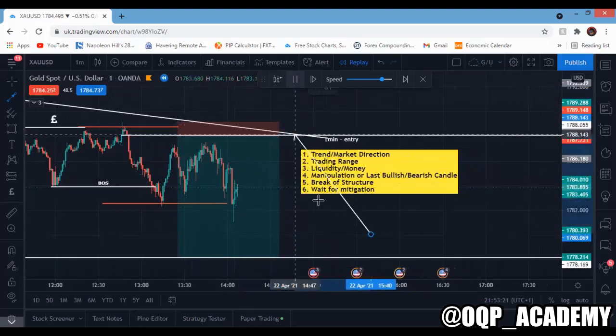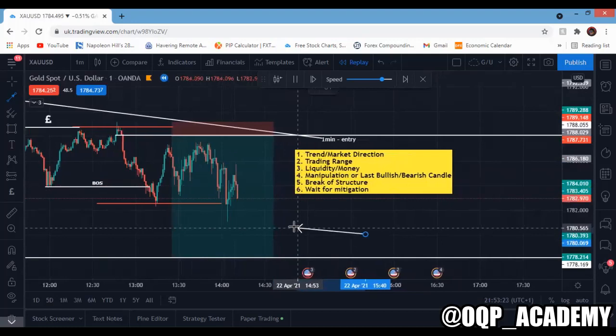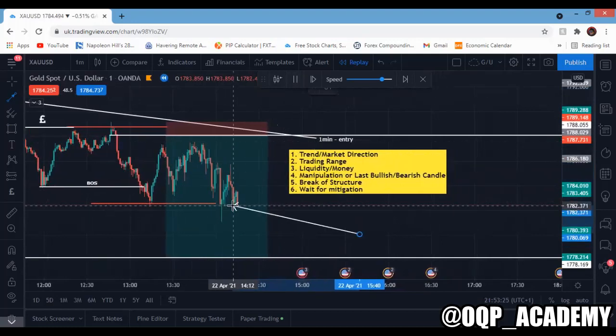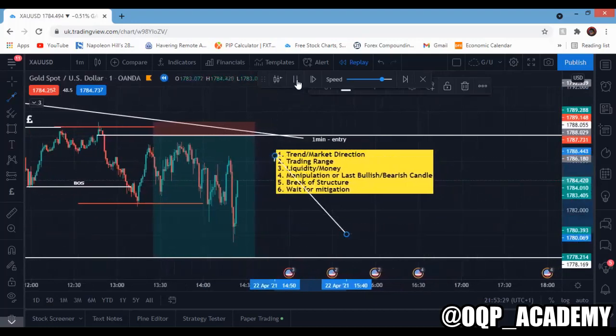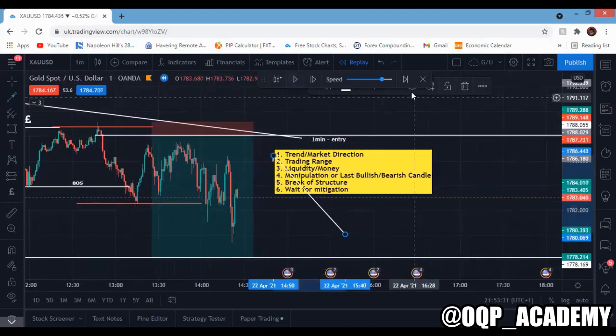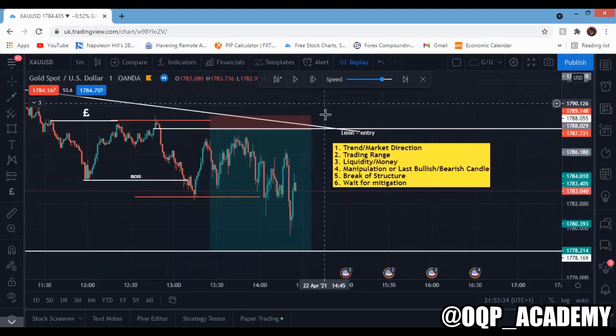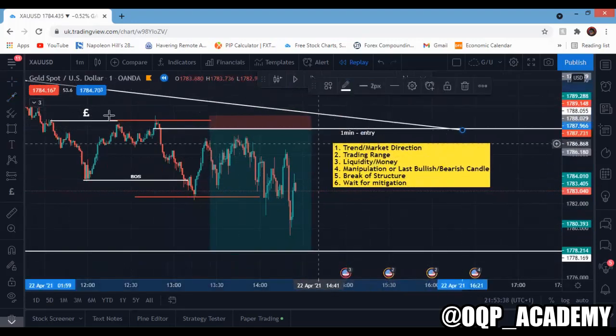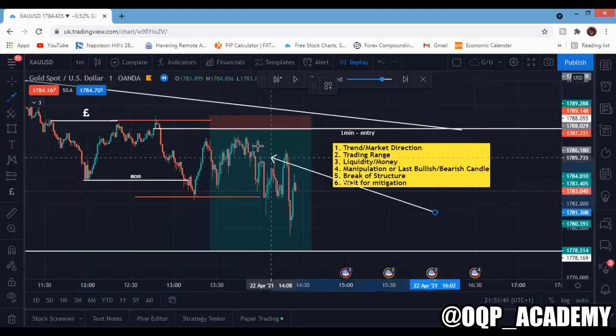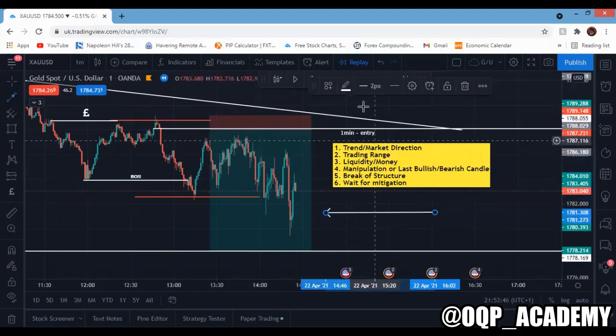But what we are doing at OQP is that we're trusting our process and we are waiting. We are patient. Even if price goes all the way down here, we are still patient, guys. Trust yourself, trust your trading, trust what you've learned with us. Don't get greedy. Don't jump into the markets too early. Wait. Okay? Wait. Right. And that's exactly what we did.